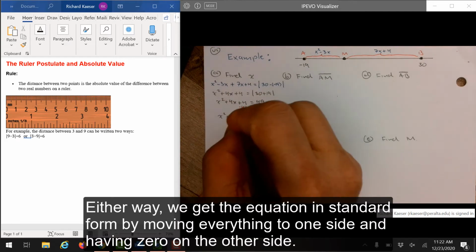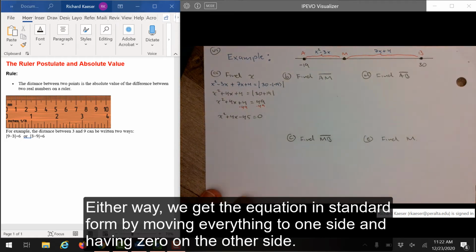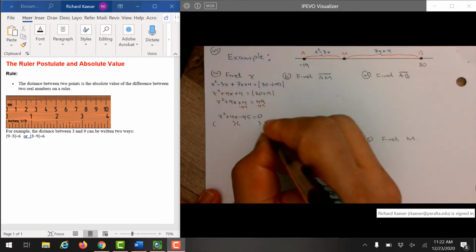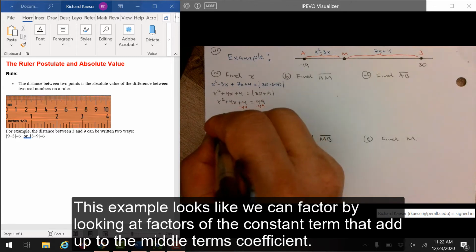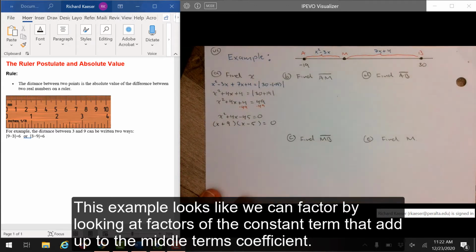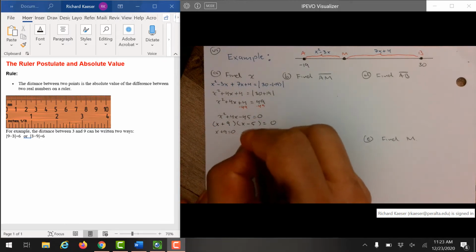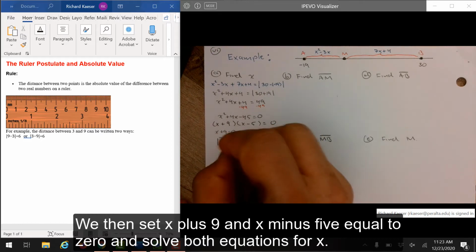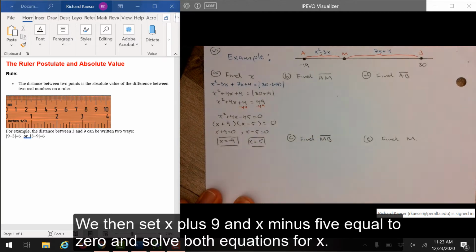Either way, we get the equation in standard form by moving everything to one side and having 0 on the other side. This example looks like we can factor by looking at factors of the constant term that add up to the middle term's coefficient. We then set x plus 9 and x minus 5 equal to 0 and solve both equations for x.